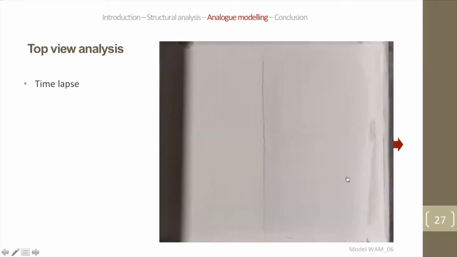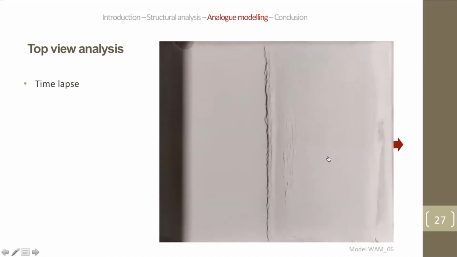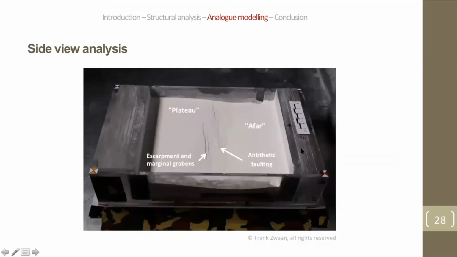And what you do see is that we have to the left here the plateau, and to the right we have then the model Afar with the Western Afar Margin and an escarpment fault, a marginal graben kind of structure, and also lots of smaller faults over here. So that seems to work quite nicely. And this is another model. We can also take side view pictures where you can again see something like a plateau, Afar, and a zone of flexure where we have an escarpment, a marginal graben, and we also have antithetic faulting.